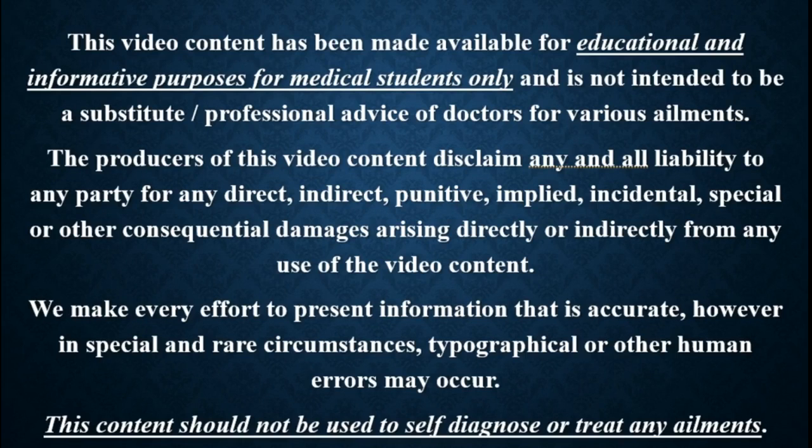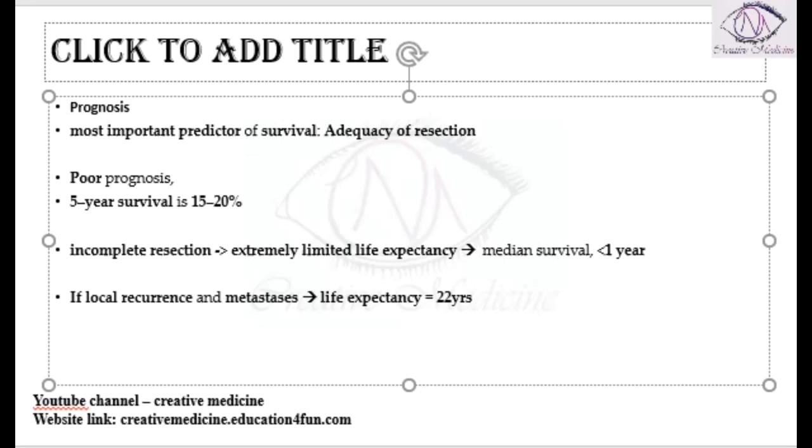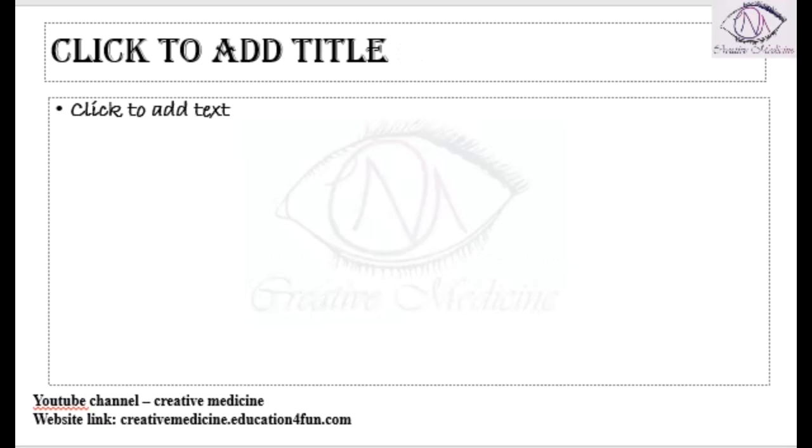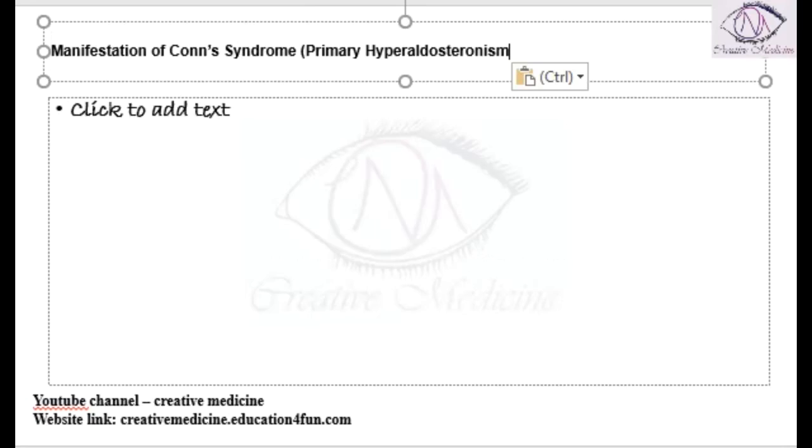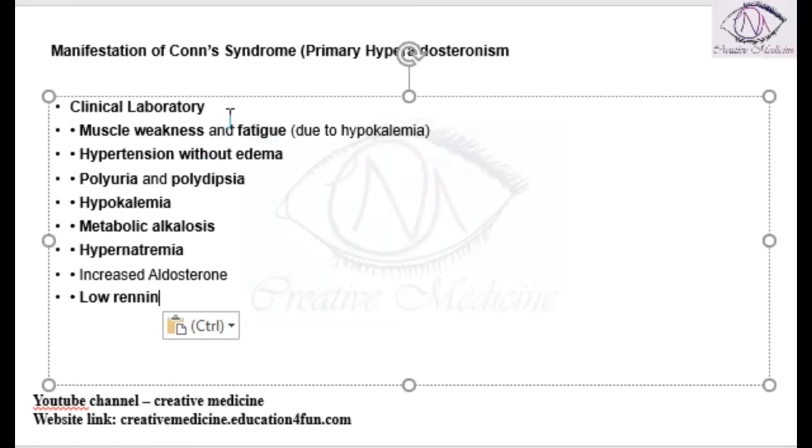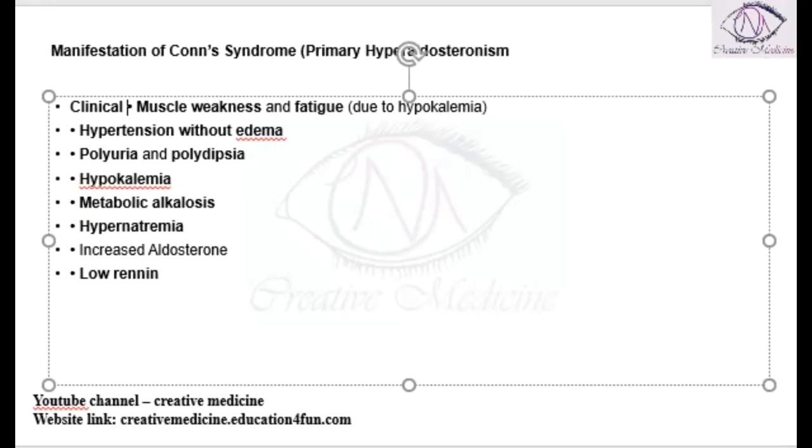In this lecture, we will learn about manifestations of Conn's syndrome. So what is Conn's syndrome? Conn's syndrome is a primary hyperaldosteronism. Now, in a patient with Conn's syndrome, first and foremost, what happens?